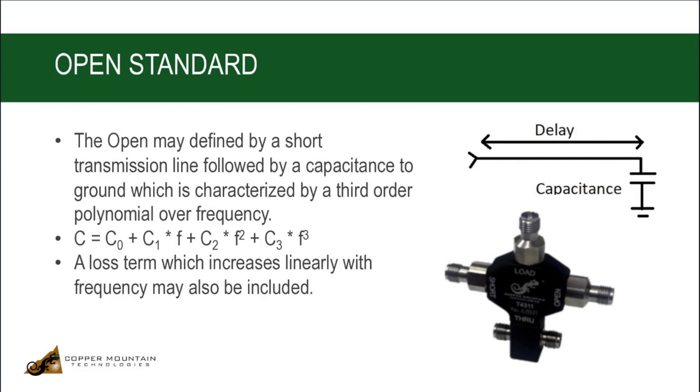So let's look at that. In this slide, I show a good electrical model of the open that's in this unit. It has a defined delay. It has a known capacitance that accounts for the fringing fields at the end. So it can be characterized by a third order polynomial. And I've shown it as C equals C0 plus C1 times F plus C2 times F squared plus C3 times F cubed. A loss term which increases linearly with frequency might also be included in that. So this is a third order polynomial characterization of the capacitance after a short delay.